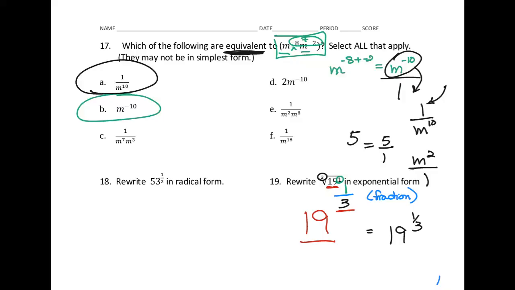Are there any other options that are equivalent? Brandon, what do you think? Is this an I don't know or no, there's no more? Take a look at 1 over m to the 6. E? Okay, if I simplify this, what would this simplify to? 1 over m to the 10th, right? It is the same as 1 over m to the 10th. So this one is actually equivalent. It doesn't say it's exact or simplest form. It just has to be equivalent. Are there any more?